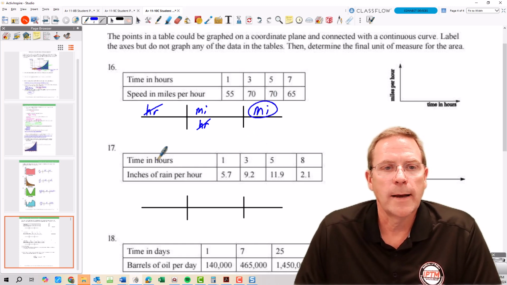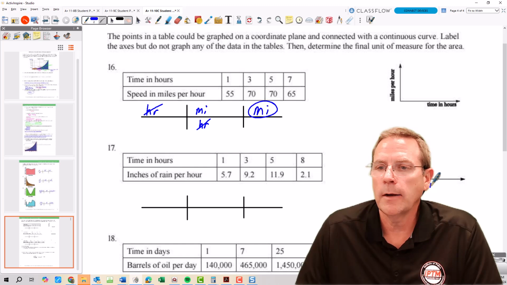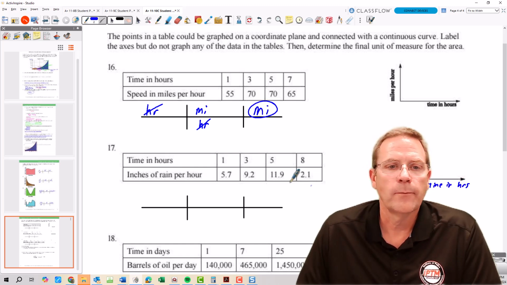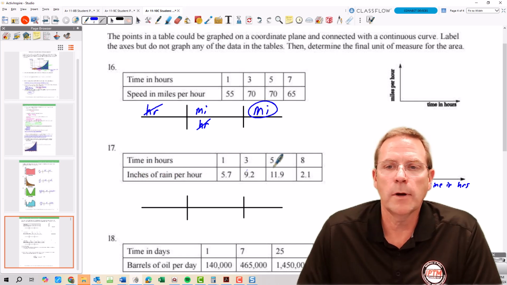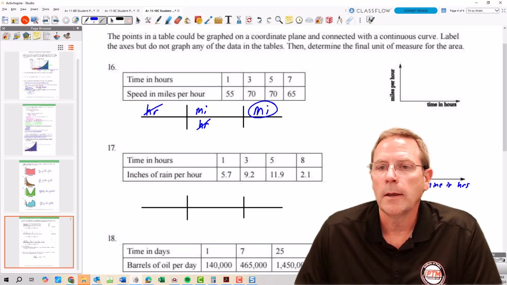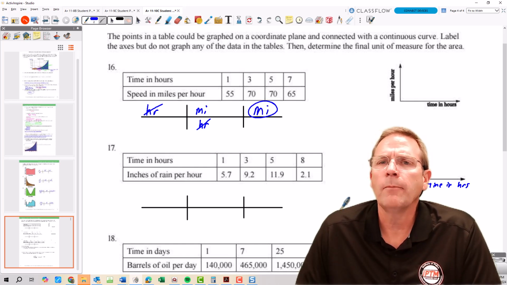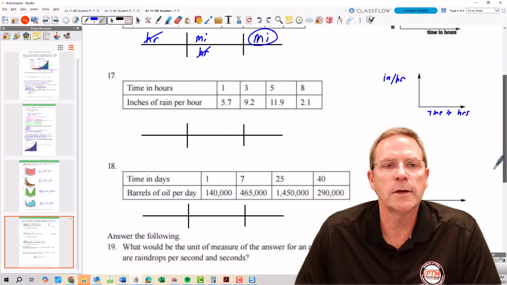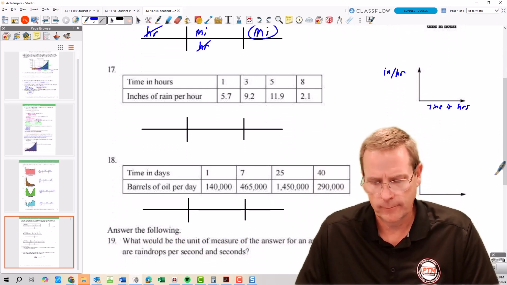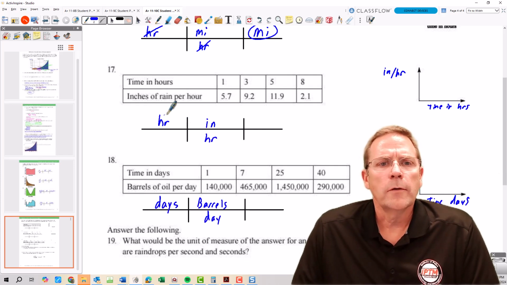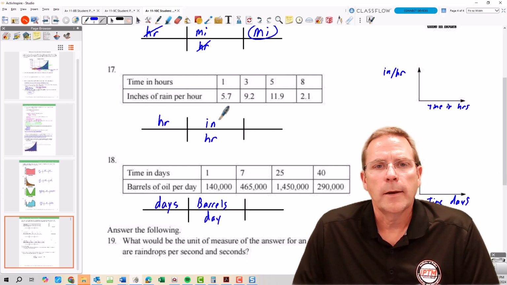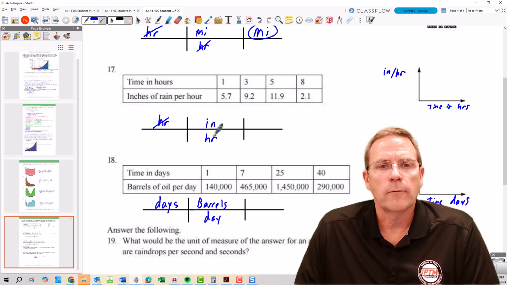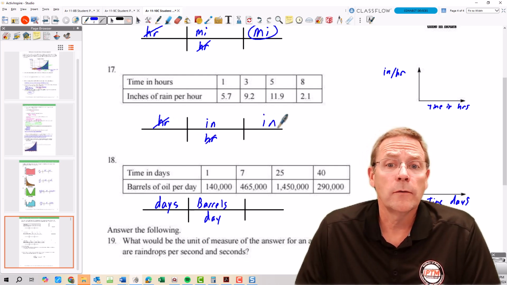Now for this one, time in hours, so that you can divide in here, time in hours, and this one is inches of rain per hour, so I'm going to write that as inches per hour. You go ahead and solve that one and the next one on your own. So finish 17 and do all of 18. So for this one, I have hours and then inches per hour. The hours divide out, leaving my final unit as inches.